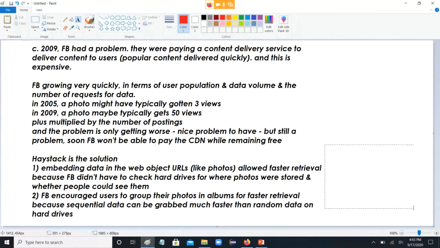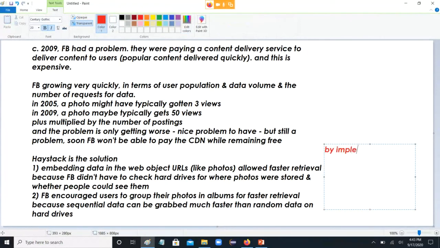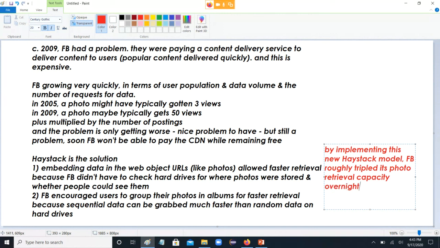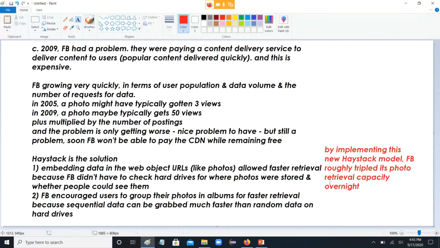And the key takeaway from this is basically by implementing this new Haystack model, Facebook roughly tripled its photo delivery capacity, retrieval capacity, overnight. This is a huge thing, right? Facebook kept on getting bigger, but because Haystack let Facebook grab a lot of data faster, it let it ride out that difficult situation, and Facebook was still able to remain free.